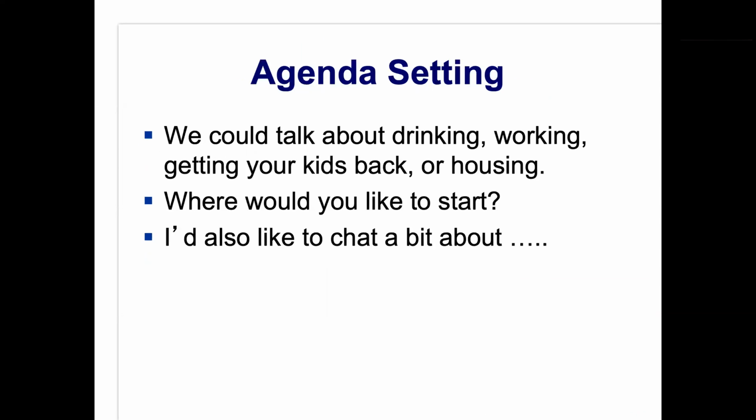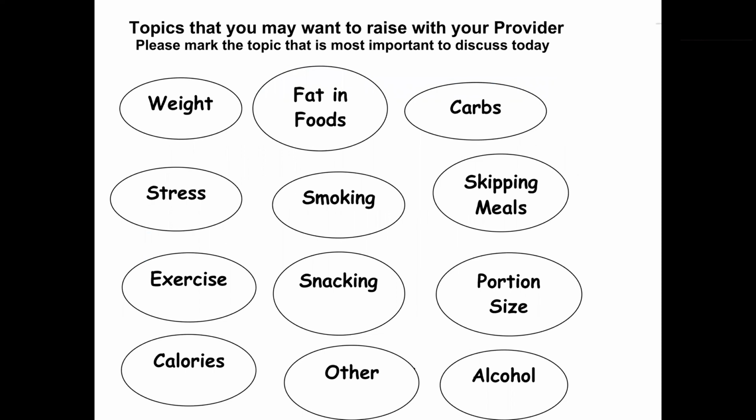Agenda setting is a helpful way to structure early conversations. We could talk about drinking, working, getting your kids back, or housing. Where would you like to start? So forth and so on. This is an agenda setting chart completed either before a meeting with the practitioner or in the first few minutes of the conversation. The targets here are potential concerns of somebody seeking help in weight management or perhaps in a diabetes clinic.